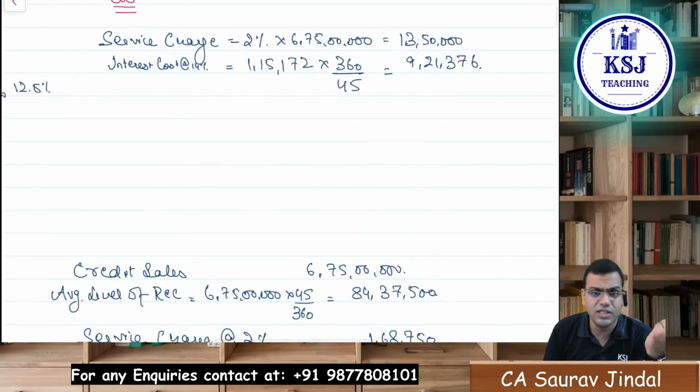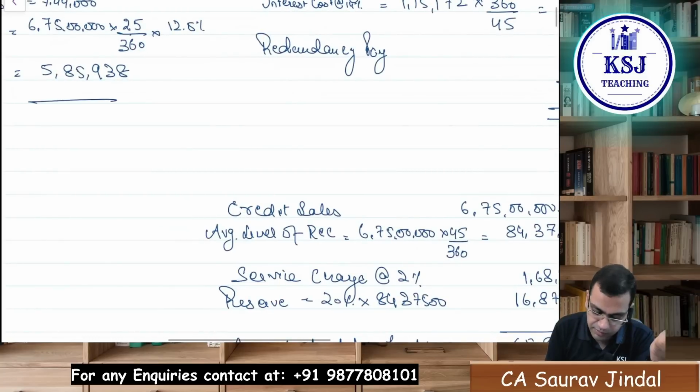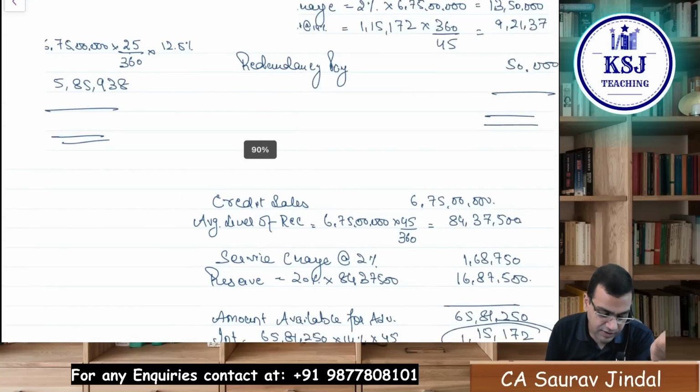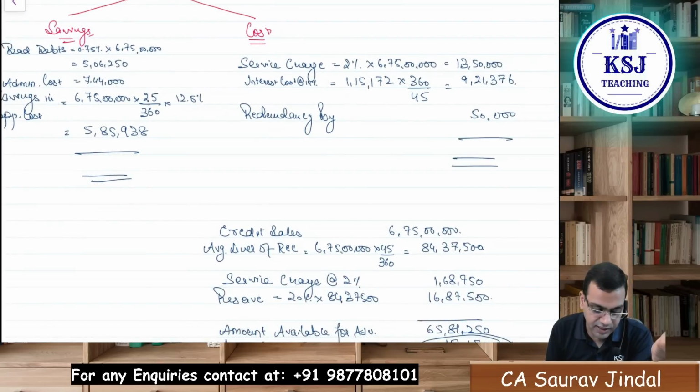Now another cost, any other cost? Yes, sir. Redundancy payment is there, 50,000. So this will be your total cost that you will have to incur. This will be the total savings that you will have, right? So you have to find out whether the cost is more or what is the total savings, sir?